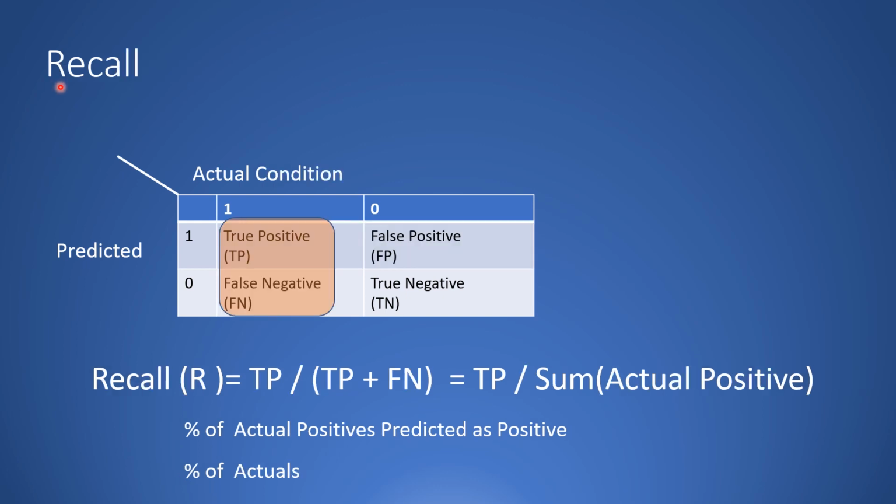Now let us look at what is recall. The formula for recall is true positives divided by true positives plus false negatives.